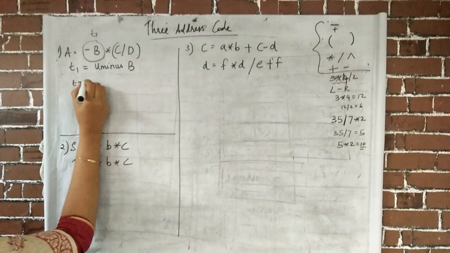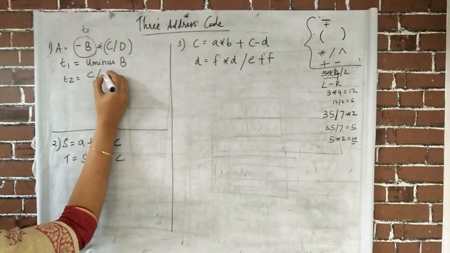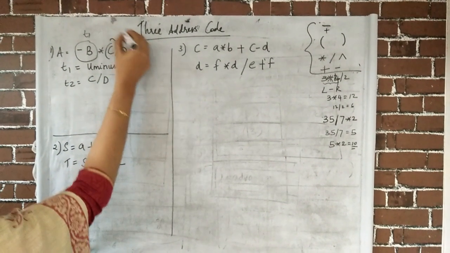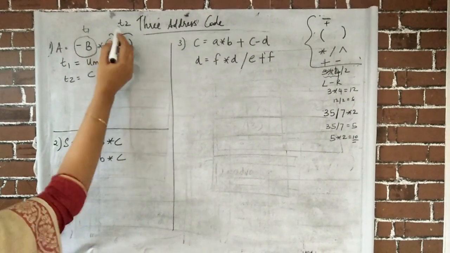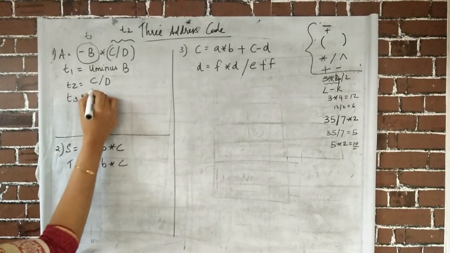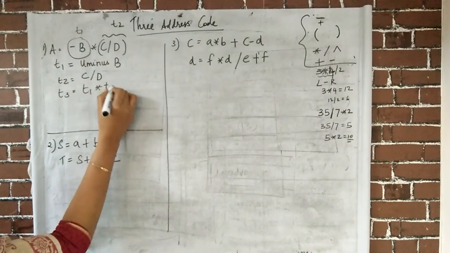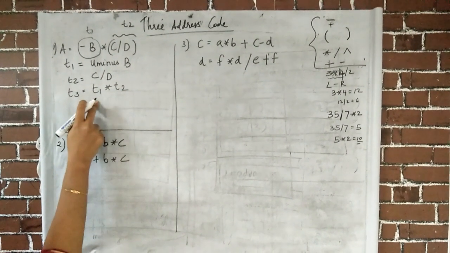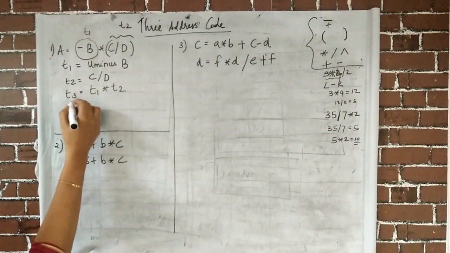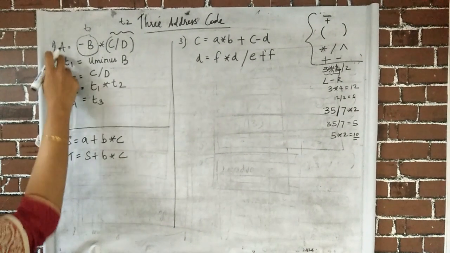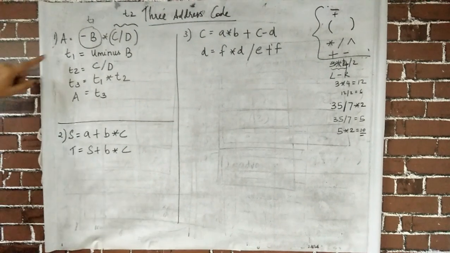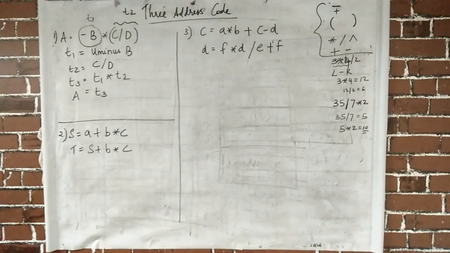Now T2 is equal to C by D. So now this result is available in T2. Next we have the star operation, that is T1 star T2. So T3 is equal to T1 star T2. That means T1 is U minus B, star C by D. Now the result available in T3 has to be assigned to the variable A. So this is the three address code for this particular statement.